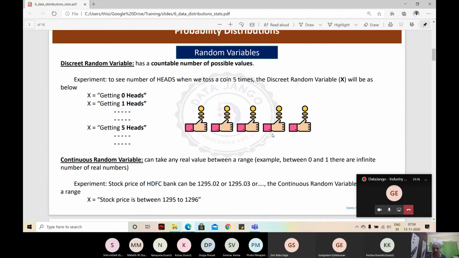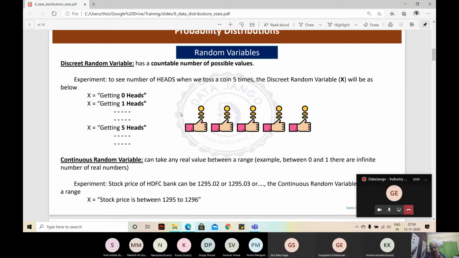If you throw 2 times, what happens? Head head, head tail, tail head, tail tail. We got 4, which is 2 into 2. If you throw thrice, you will get 2 into 2 into 2. Like that, for 5 throws, 2 to the power 5 is the total number of possibilities. So you will get 0 heads, 1 head, 2 heads, 3 heads, 5 heads. When I say 2 heads, it is 3 tails. You can count the total number of possibilities, so that is called a discrete random variable X. What is X here? Getting 0 heads, getting 1 head.